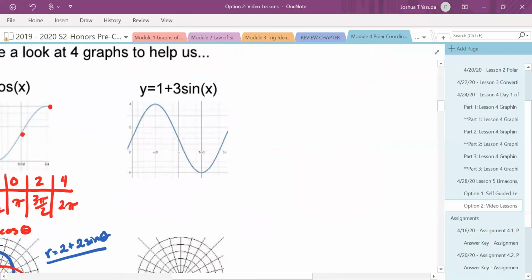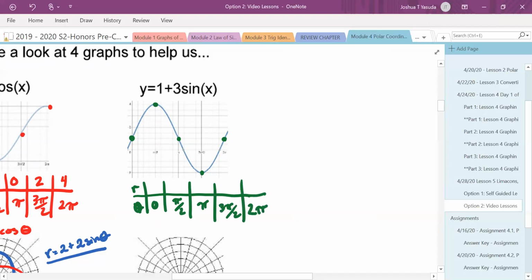I'm going to do the same thing, all right? So y equals 1 plus 3 sine of x. I'm going to have my 5 points that we normally would graph from a sine function. So here we have it. So r is going to be the y value, and theta is going to be the x. So 0, pi over 2, pi, 3 pi over 2, and 2 pi.